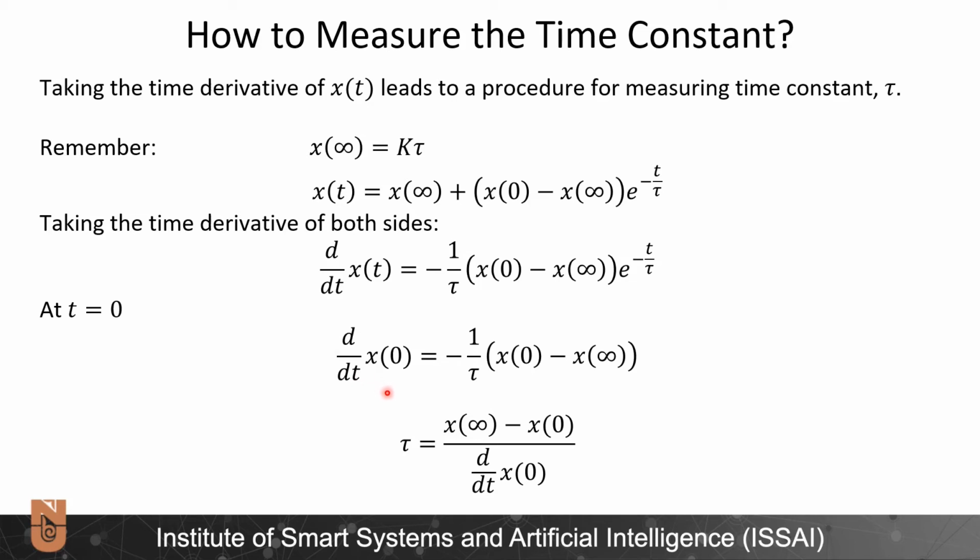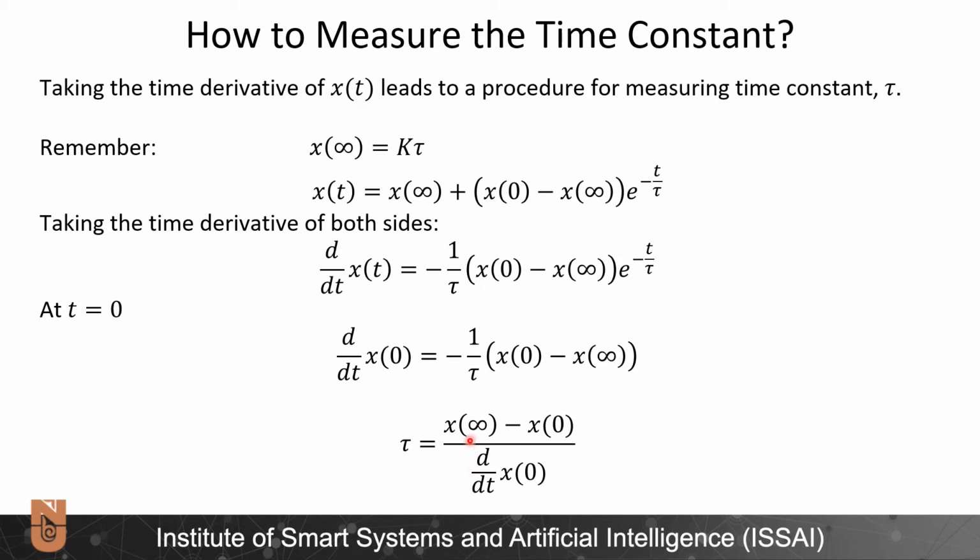Then if I evaluate this expression at 0, here on the left side I have the slope of my variable x at t is equal to 0, and on the right side I have minus 1 over tau times x0 minus x infinity. Since I know the initial value of the circuit, and since I know what the circuit value becomes after enough time passes, which I can look at on my oscilloscope screen, I can solve this expression for tau, the time constant of the circuit, which is, for instance, R times C for the capacitor circuit.